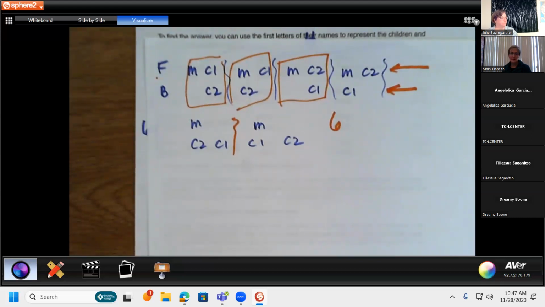Okay, this is what made sense to my brain, but that may not be the diagram that made sense to your brain. So if you wrote it out differently, but you figured out the answer, great.